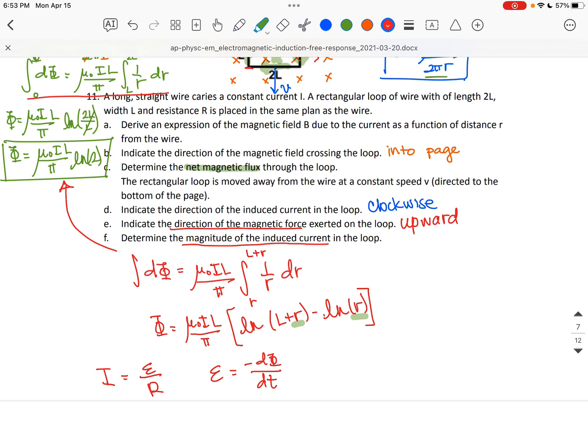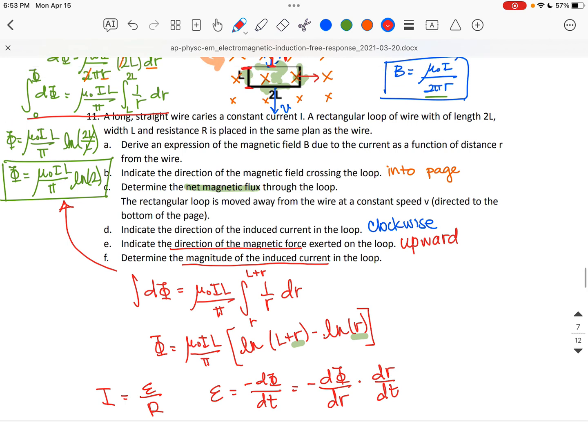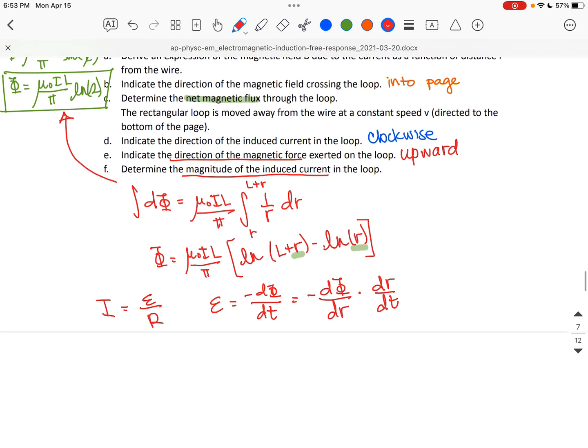So we've never done this before, but you've done it in calculus. It's called the chain rule. If I take my d flux dt and I rewrite it as d flux dr times dr dt, that means that my flux is changing with respect to r, but that distance r is changing, right, because we have a velocity with respect to time. So mathematically you can see the dr's cancel, but we can use this, it's called the chain rule, to solve this type of problem where we've got two variables that are changing at the same time.